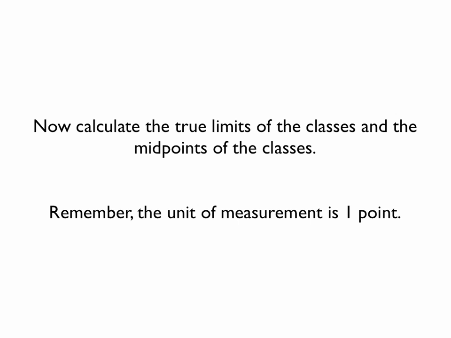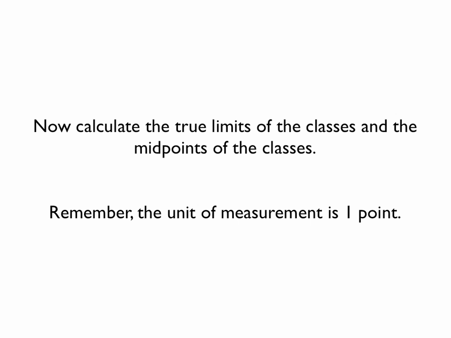So remember, the unit of measurement here is 1 point on the scale. So no one's getting any half credit points. It's all 1 point. So pause the video if you want now, and create a table that has the exam score ranges with their true limits and the midpoint of those interval class ranges.